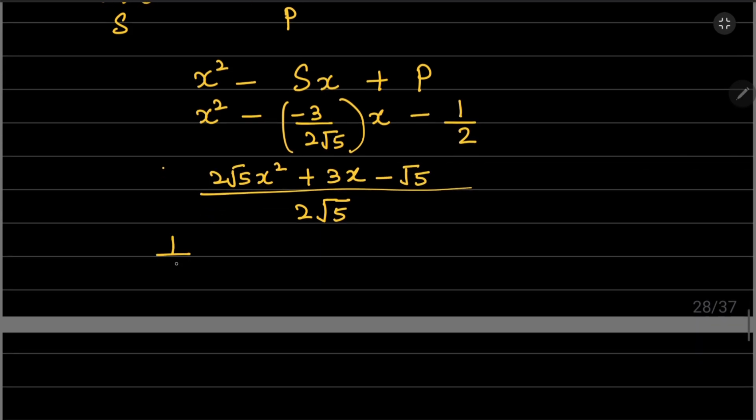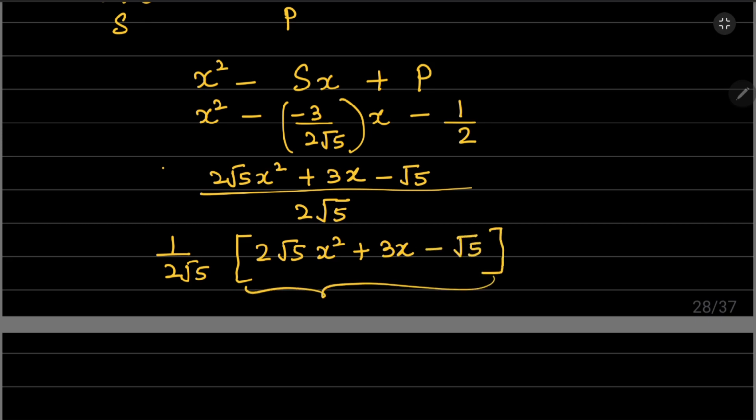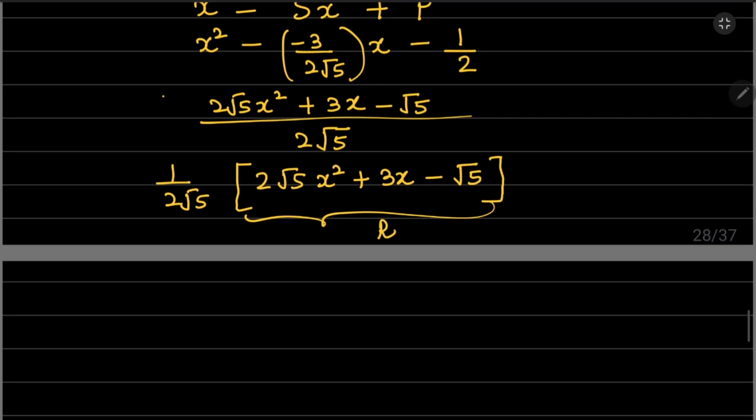Okay. You can take 1 by 2 root 5 common out. What remains is 2 root 5 x square plus 3x minus root 5. So this is your required quadratic polynomial.